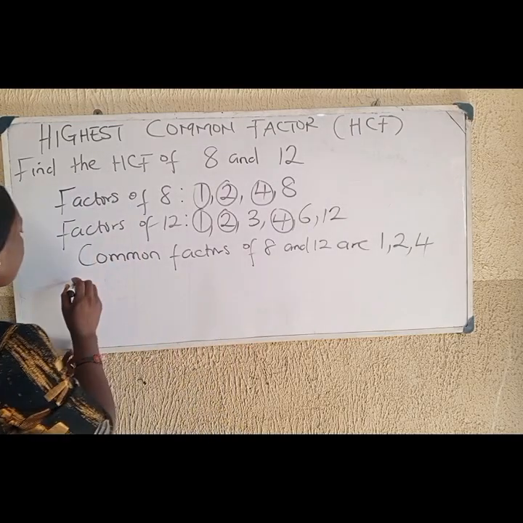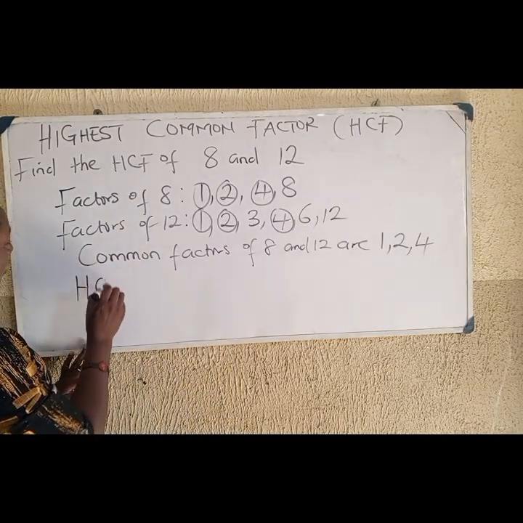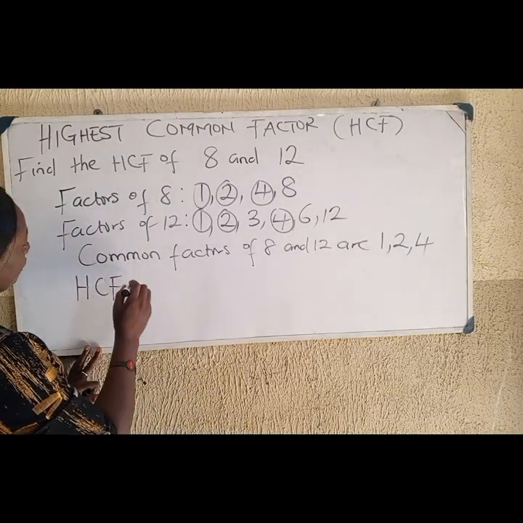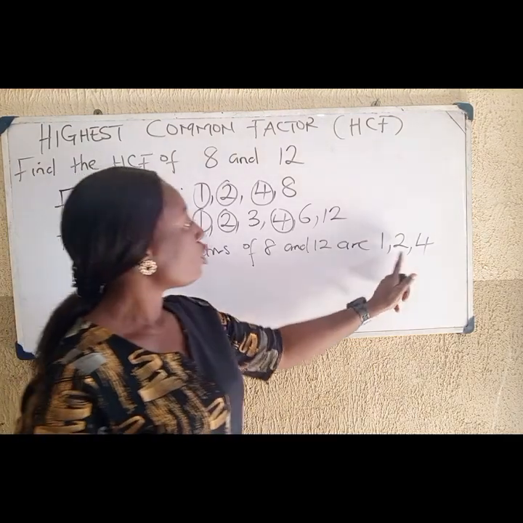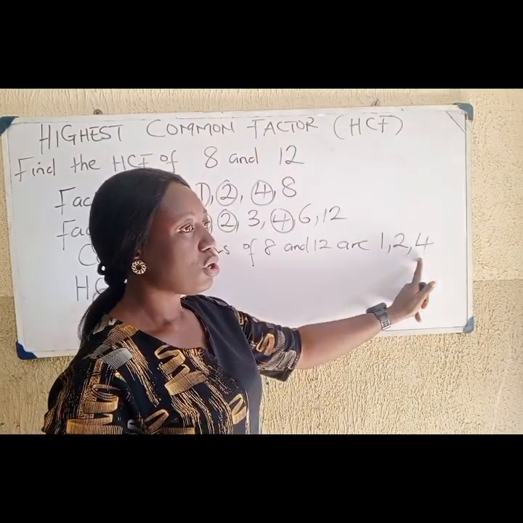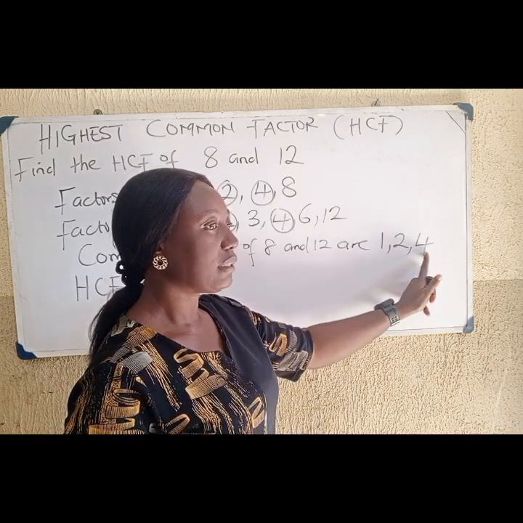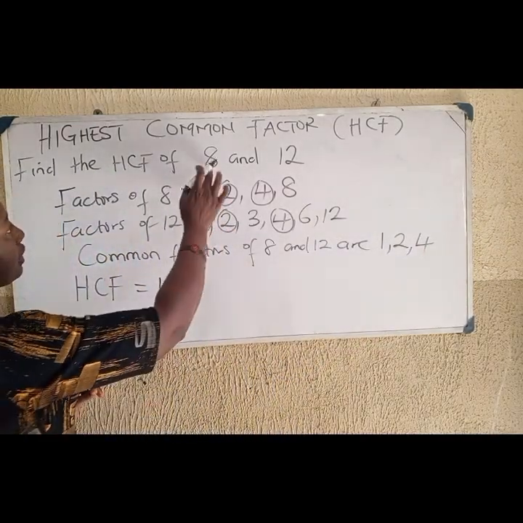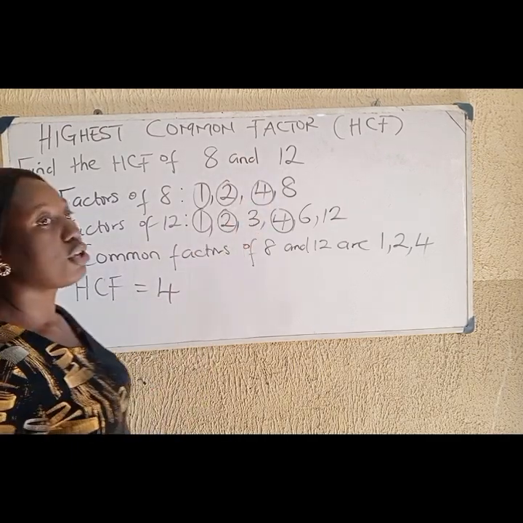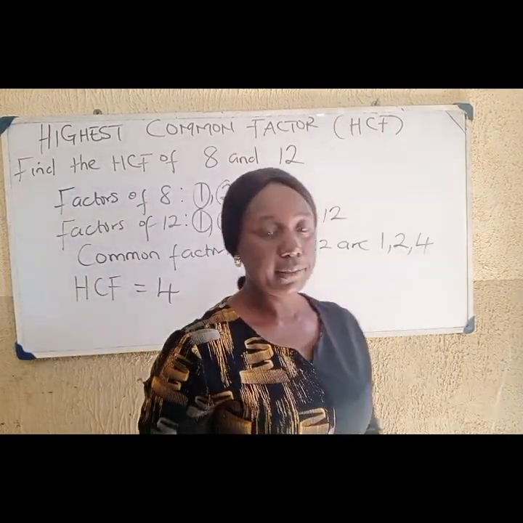So the next thing is to find the highest, which is the HCF, the highest number they have in common. So looking at these common factors, which number is the highest among these 3 numbers? It is 4. So HCF of 8 and 12 is equal to what? 4. I believe it's clear.